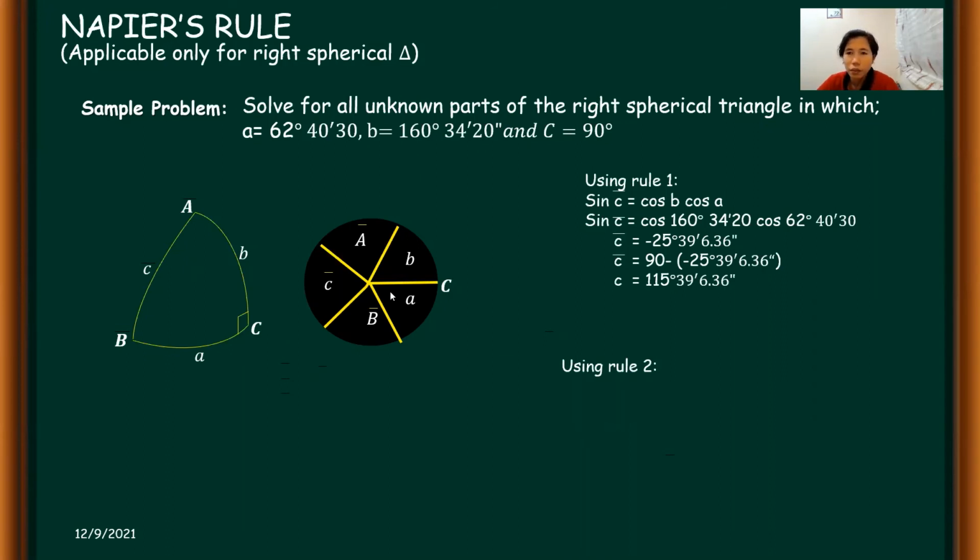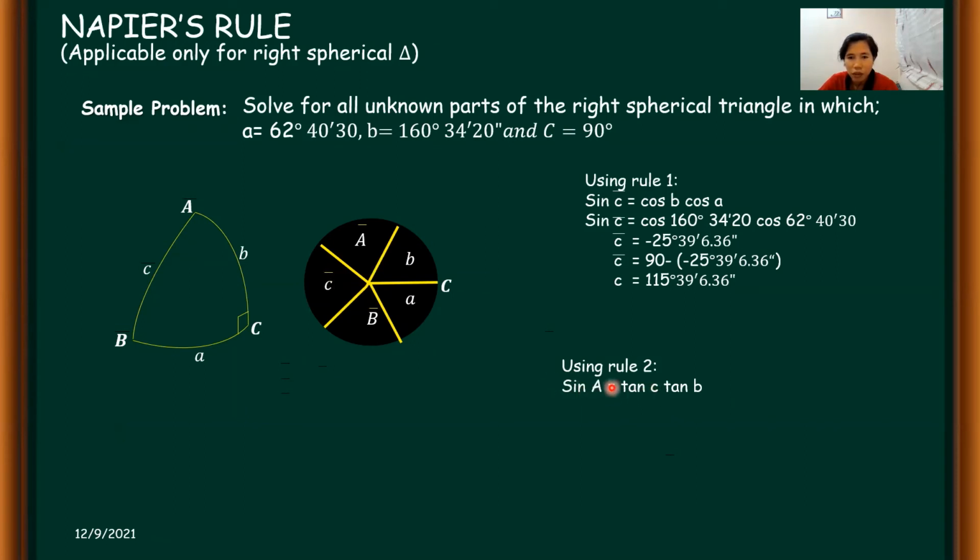So we can use rule number 2, since we already have C and we already have B, and our target is to compute for A. We have the adjacents of A, which are C and B, then we can use rule number 2. As said, in rule number 2, the sine of the middle part is equal to the product of the tangent of the adjacents, in which the tangents are of C and B. And now, our formula becomes sine A bar equals tangent C times tangent B.